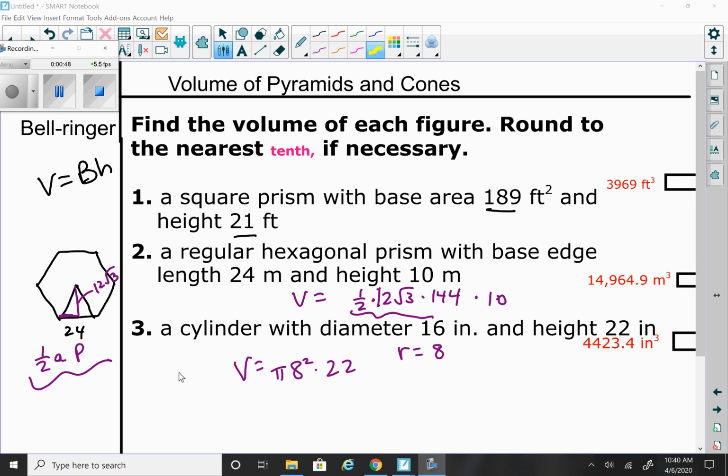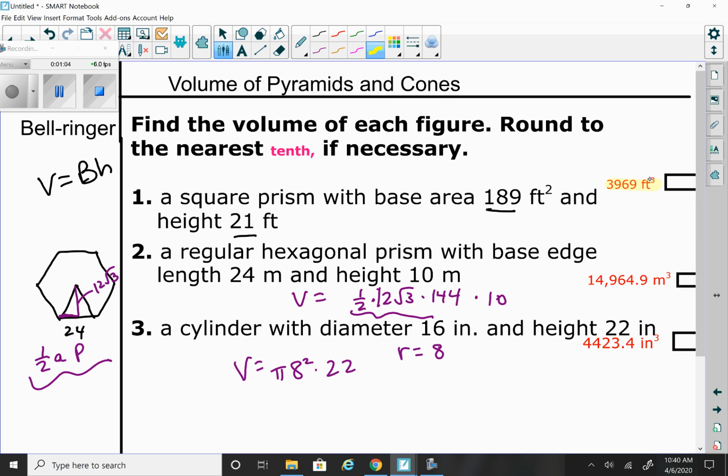Okay, so for number one, the square prism has a base area of 189 and a height of 21. So 189 times 21, you should have a total volume of 3,969 feet cubed. Again, remember, volume is your unit to the third power.